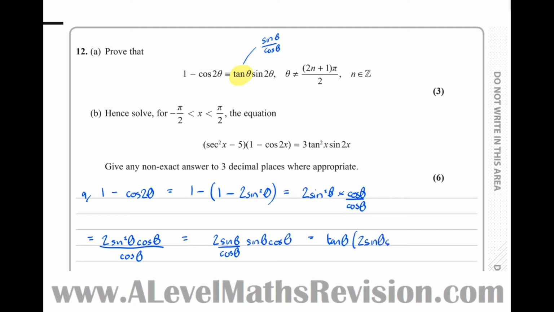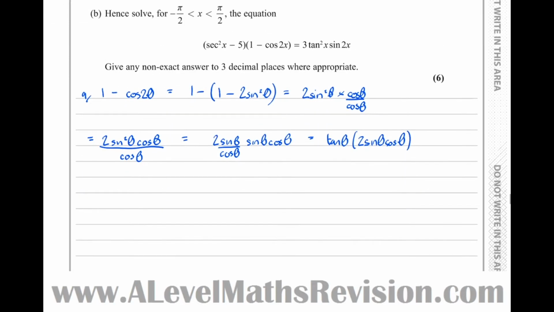And again, this involves knowing your trig identities. That then becomes tan theta sine 2 theta. And that's part 1 done.